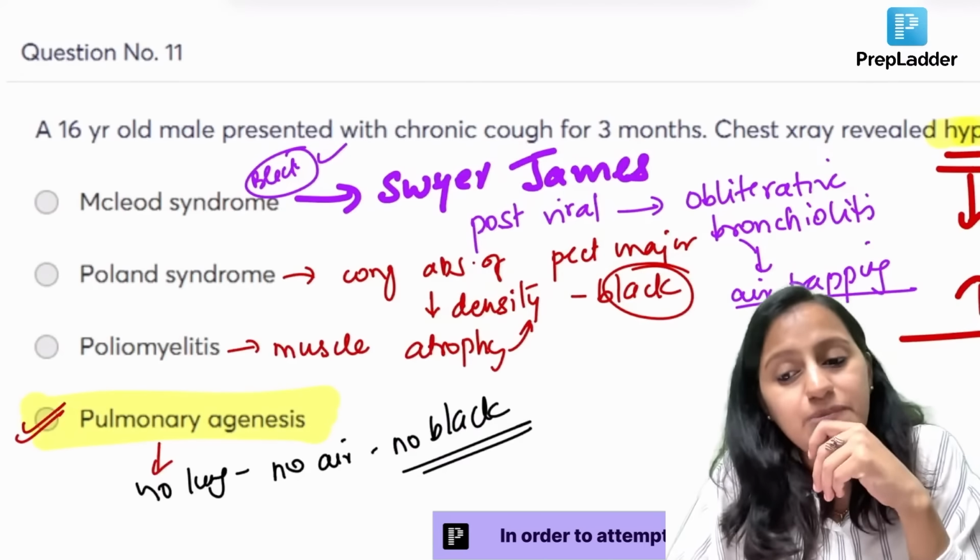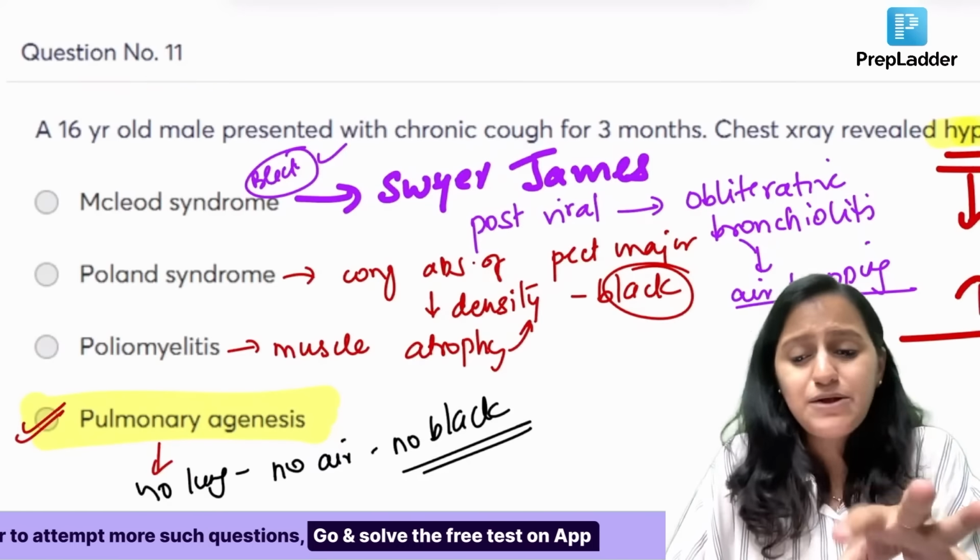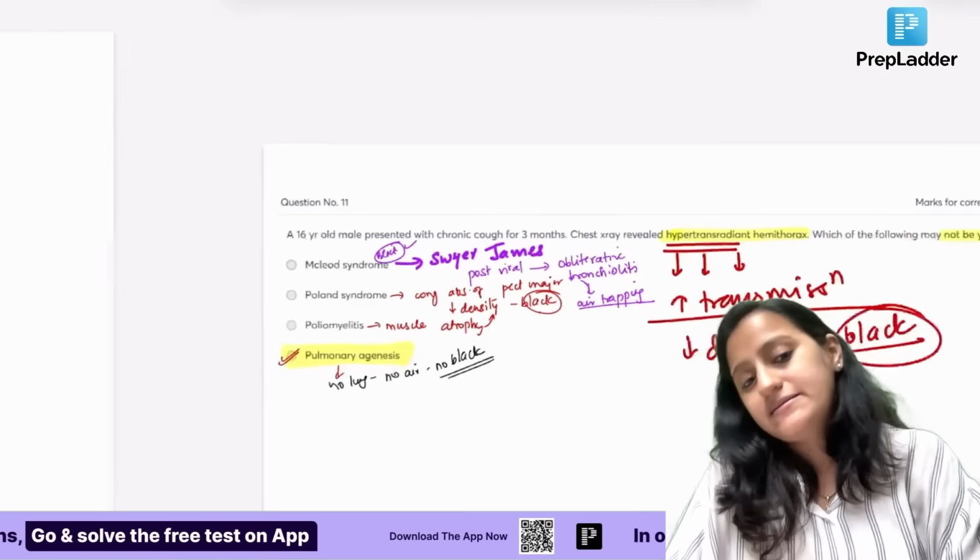Is this clear with everyone? So this is a very conceptual question. I hope you've understood the concept behind this now.